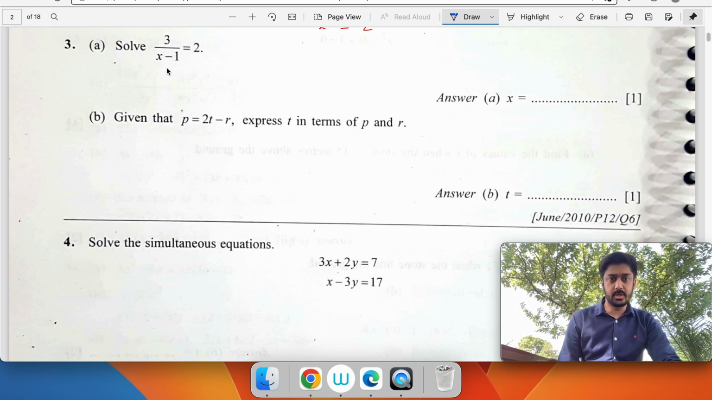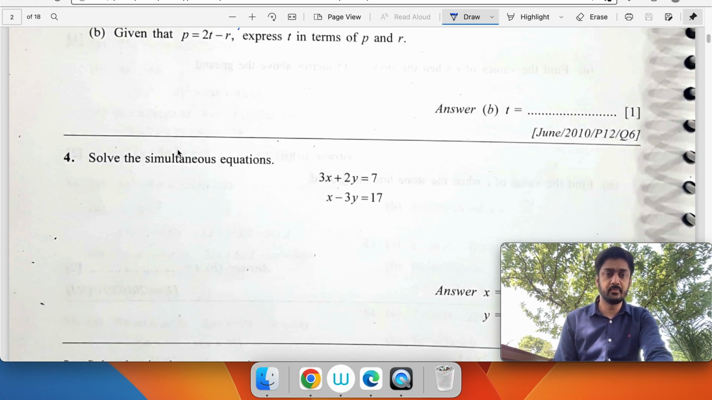Solving the equation, cross multiply. 5 equals 2x minus 2, bringing 2 on this side. 5 equals 2x and x equals 5 by 2. 2 whole 1 by 2, or fraction or decimal, all are acceptable.